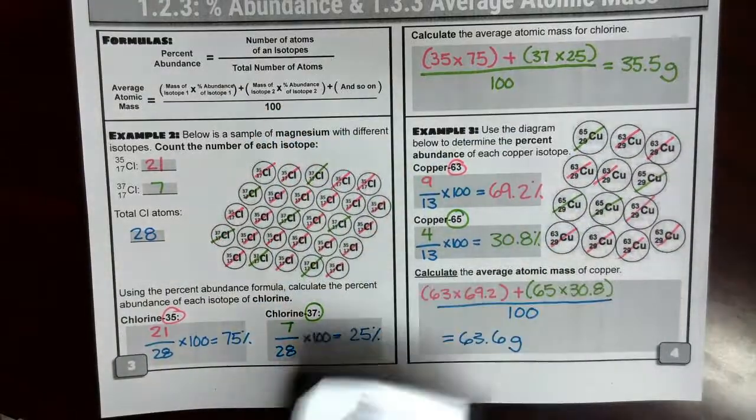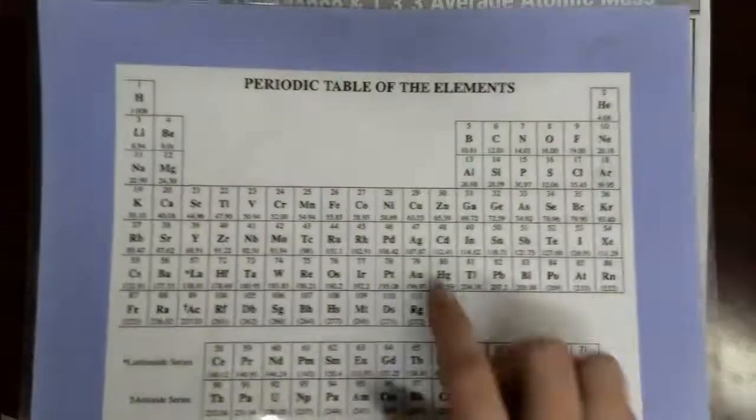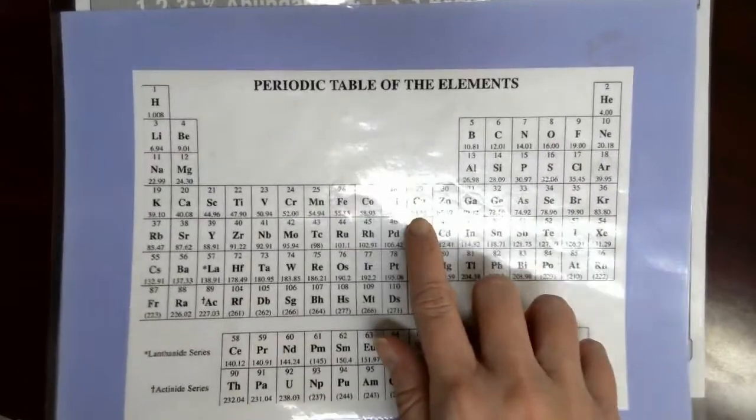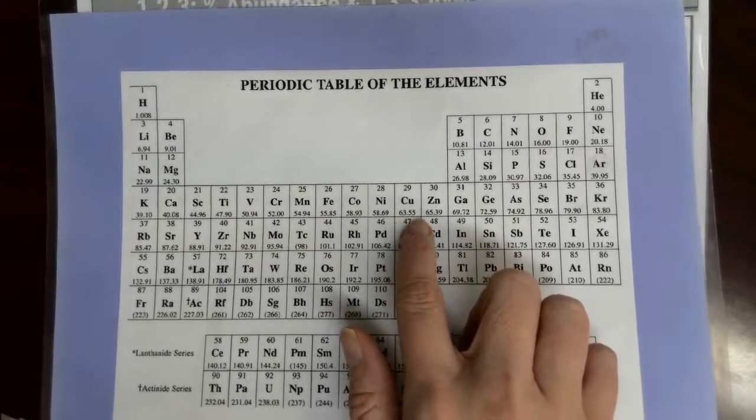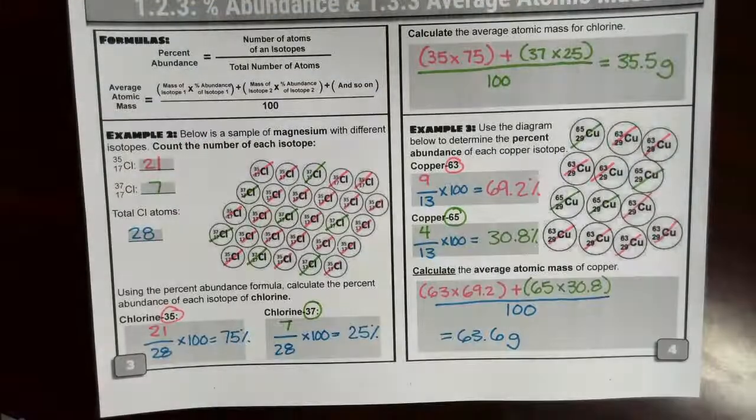And if I look at the periodic table, copper is right here, 63.6, and you see that that mass is 63.55, which would round up to 63.6. We did the math right.